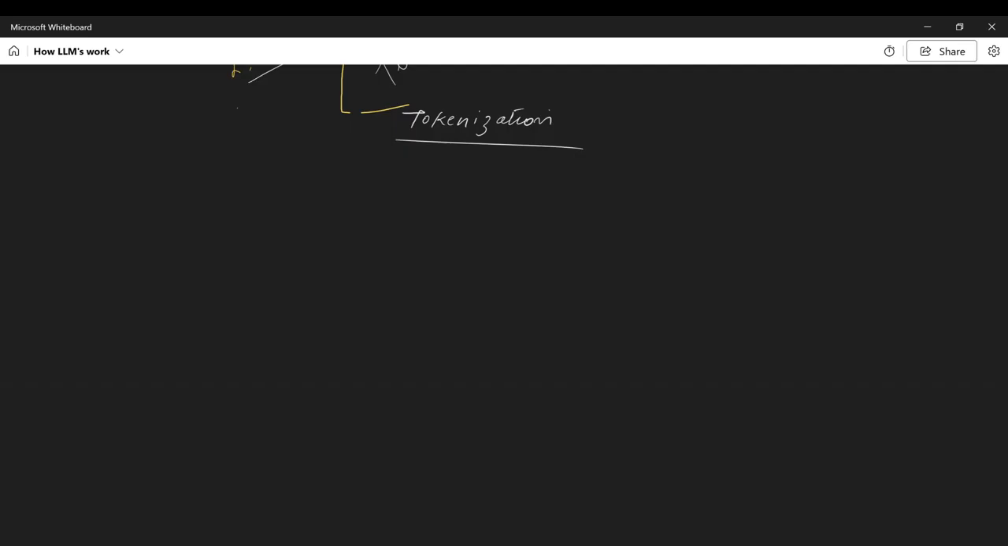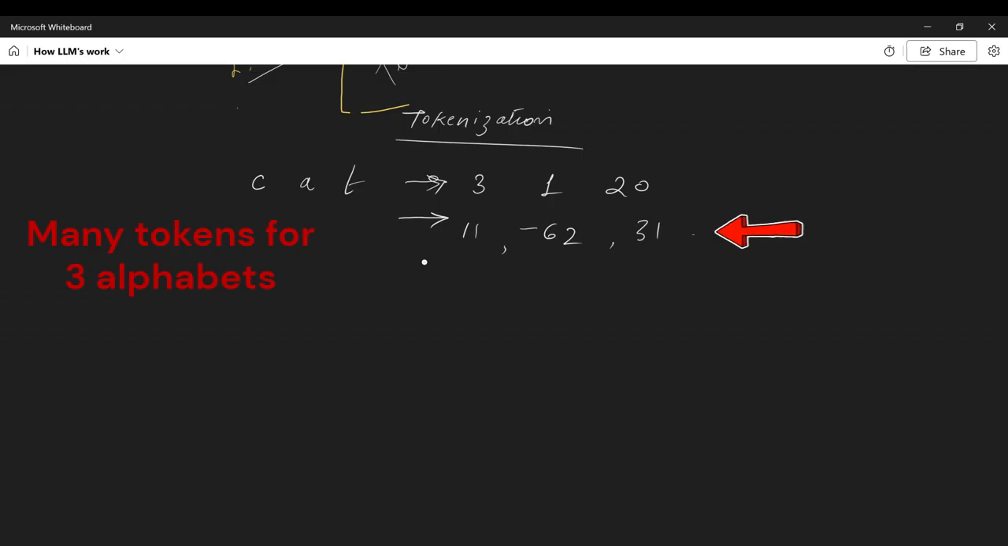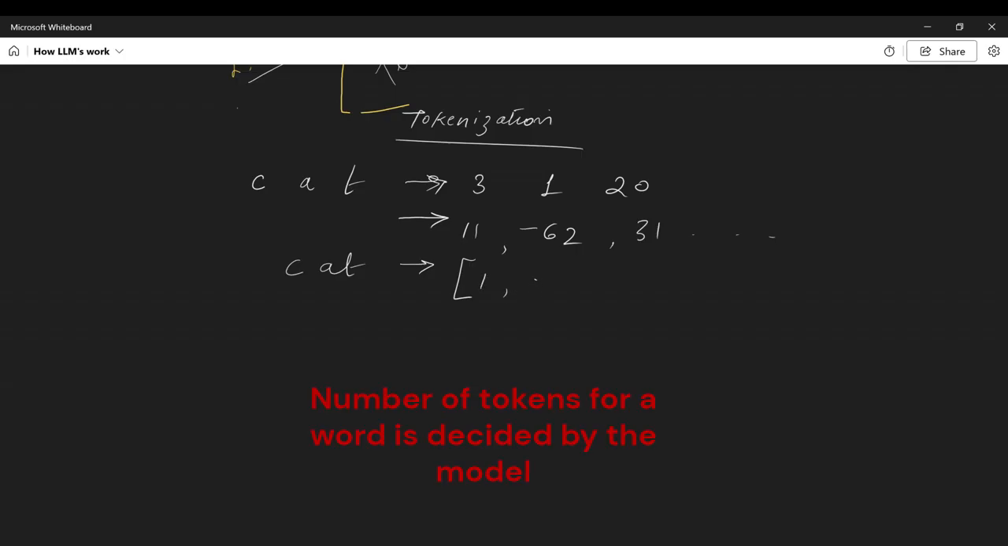This process of assigning numbers to the alphabets is called tokenization. You can assign one number for each alphabet, or you might want to combine two alphabets together. Out of this word cat, you can combine two alphabets together, CA together, and T, and make it just two tokens, or it might be like 15 tokens for just a three-letter word. And this process of providing the numbers to the alphabet depends on the model. The number of tokens created for the alphabets depends on the model. Each model generates different size of tokens.